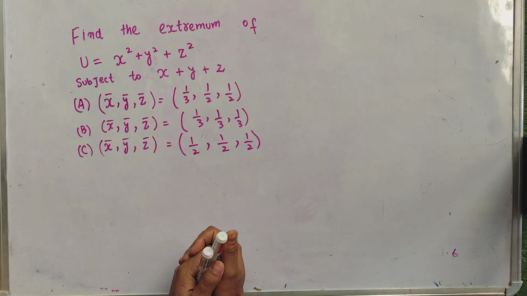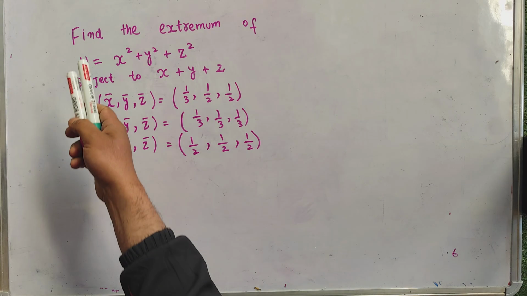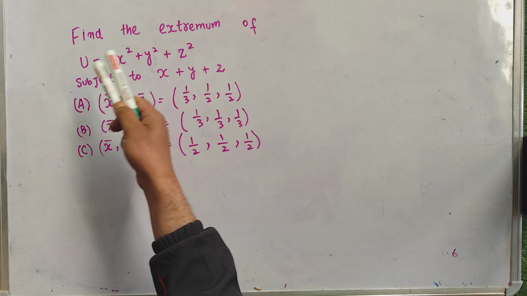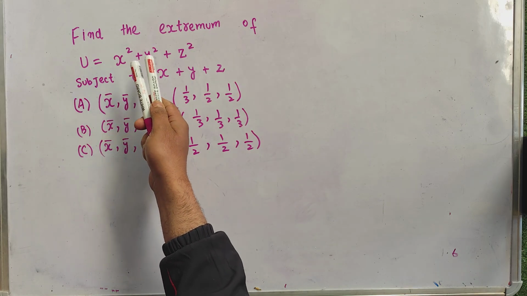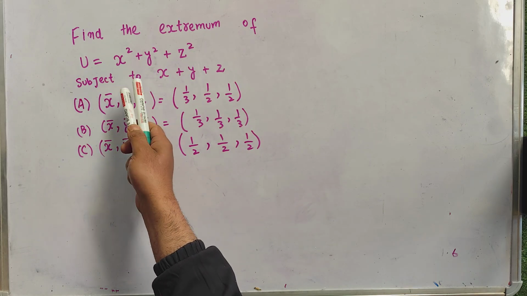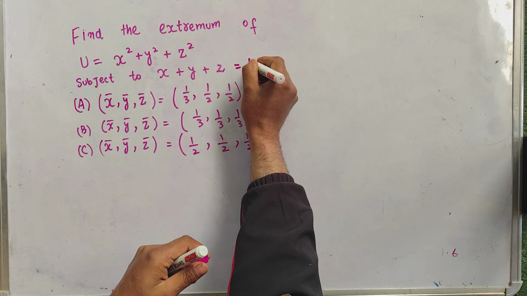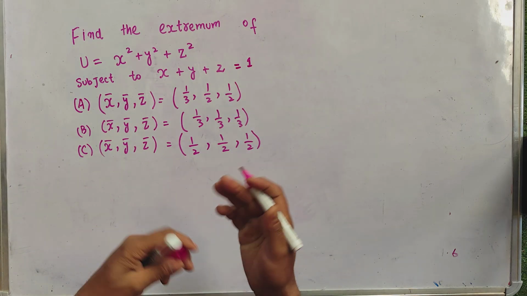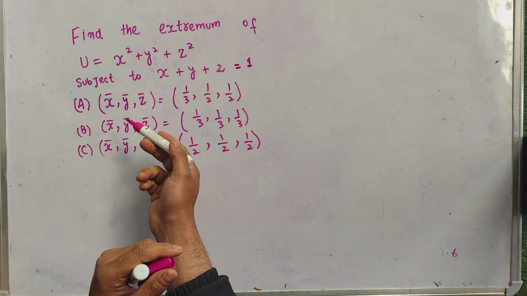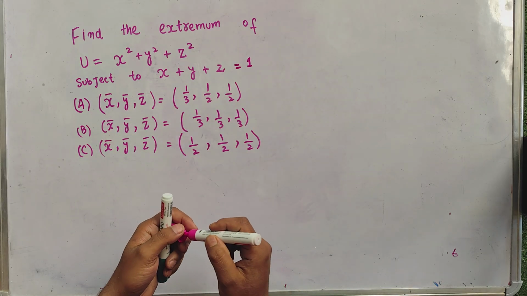In this video, we will learn how to find out the extremum of the given function. The question is, find the extremum of u is equal to x square plus y square plus z square subject to x plus y plus z is equal to 1. We need to find out the optimal values of x, y and z for the given function.